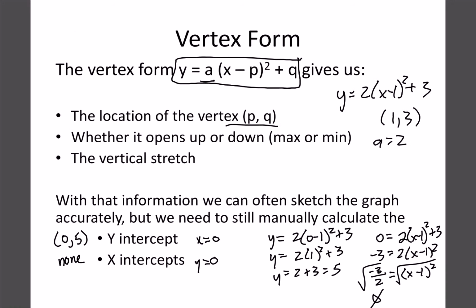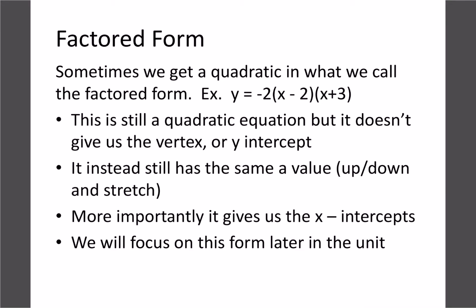So that's one version. The vertex form gives us the vertex, and we know the A value. Those are the two key things in that equation. It doesn't give us our x or y. The factored form is the next one we're going to look at, and it's written a little bit differently. For example, we have something like -2(x - 2)(x + 3). It's still a quadratic, because if we FOILed these out, it would be x² and so on. It's still going to look like the same kind of graph.